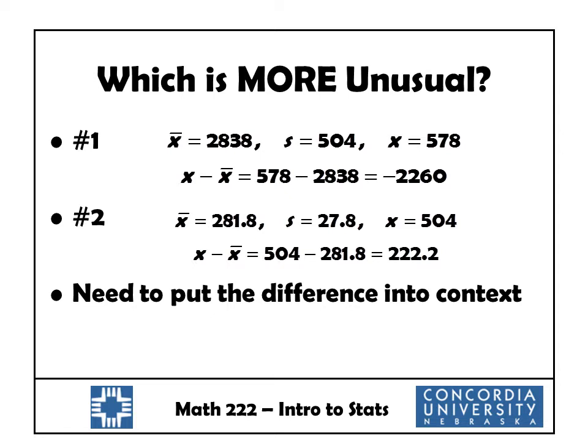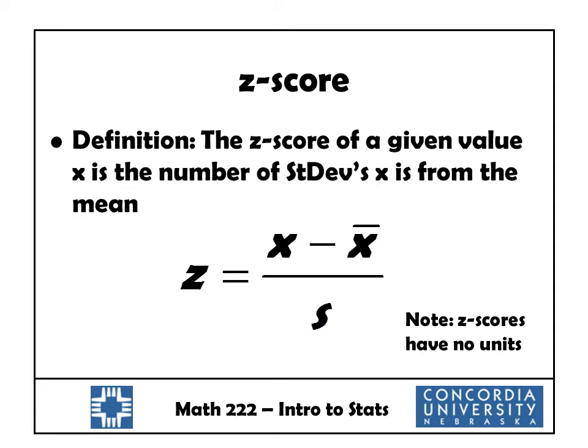We're going to put these differences in context similar to what we did with the coefficient of variation in the previous section. The way we're going to do that is to define what we call a z-score. Z-scores are something we'll be using quite frequently starting in chapter 7. Here we're going to define it for the first time. A z-score of a given value x is the number of standard deviations x is from the mean. So here's the formula: z is x minus x bar divided by s. x minus x bar is the distance from the mean, divided by s to get the number of standard deviations it is from the mean.